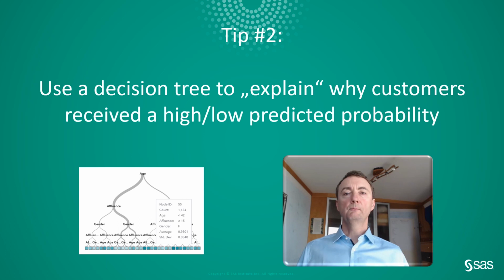In my tip number 2, I'm presenting a very simple way how you can use a decision tree as a surrogate model to explain why customers received a high or a low predicted probability. Let's assume we build a model based on a gradient boosting, and this model is a very precise model and we would like to use it in production. However, business would still like to understand why some customers receive a high value and some customers receive a low value. Let's take a look how this can be easily done by using a decision tree here.